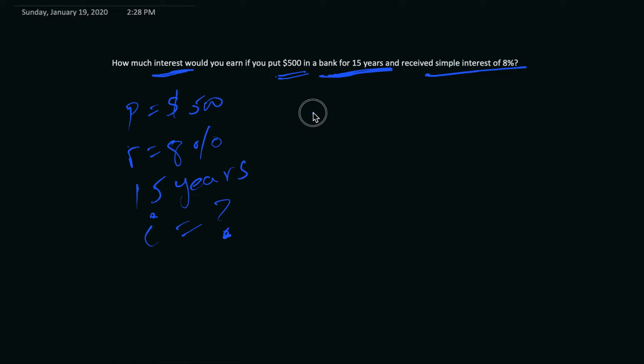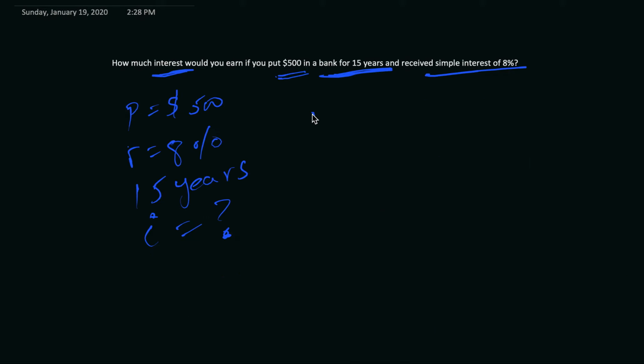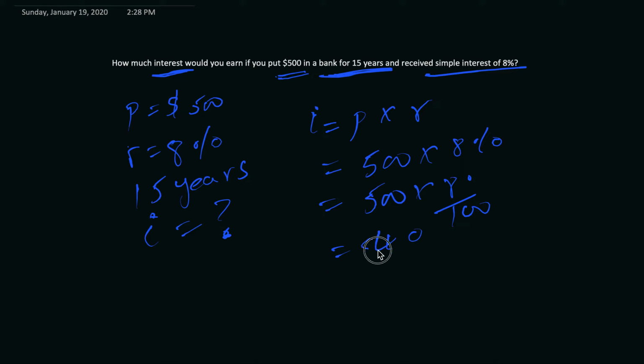Okay, so based on the example that we saw before, let me go back to the previous example. We know that I is nothing but P times R. So we'll use the same formula here. So I is nothing but P times R. So P is 500 and R is 8%. So if we solve that, we get $40. So I is $40. But remember, this is just for 1 year.